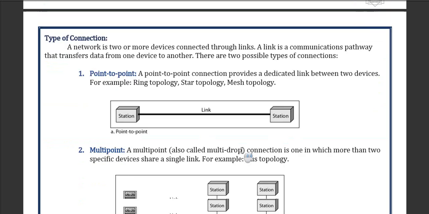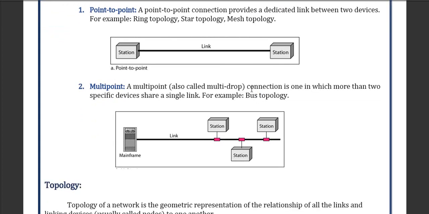Types of connections, which are point to point. Here a station is a point and another station is a point, and we have a link, so we can call this a point to point communication. Here we can use the ring topology, star topology, mesh topology, etc. Now multipoint. In multipoint, we have a mainframe, and by this mainframe the stations are connected. So the mainframe sends data and the stations are connected with it. It is known as multipoint because there are multiple points in this section. Those examples are bus topologies.